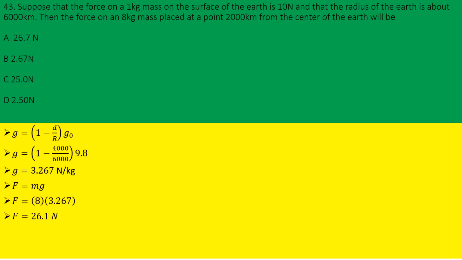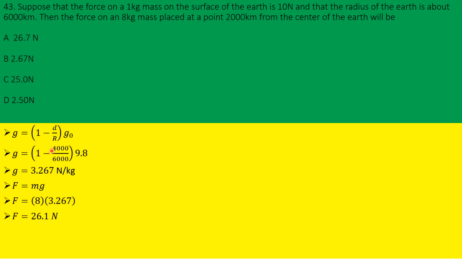43. Suppose that the force on the 1 kilogram is that, the mass of the earth is that, and the radius of the earth is about that, then the force on the 8 kilogram... All right, so the force, now remember that this is variation of g with depth, right? Not height. So g is actually (1 minus d over R) g naught. This d here is actually the depth, all right? But what they have given us here is that the 8 kilogram mass is placed at a point 200 kilometers from the center of the earth. This is not the depth, this is the distance from the center of the earth to the particular point. So to get the depth, you take the radius minus this distance, then you have the depth from the surface all the way down to that point.